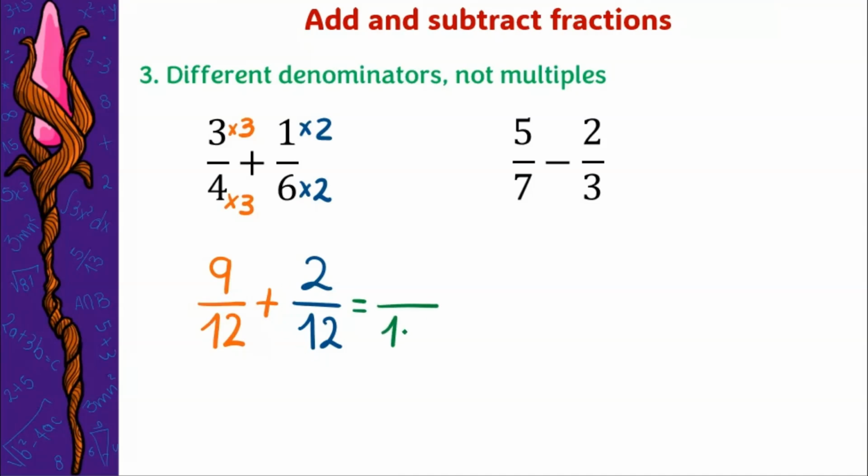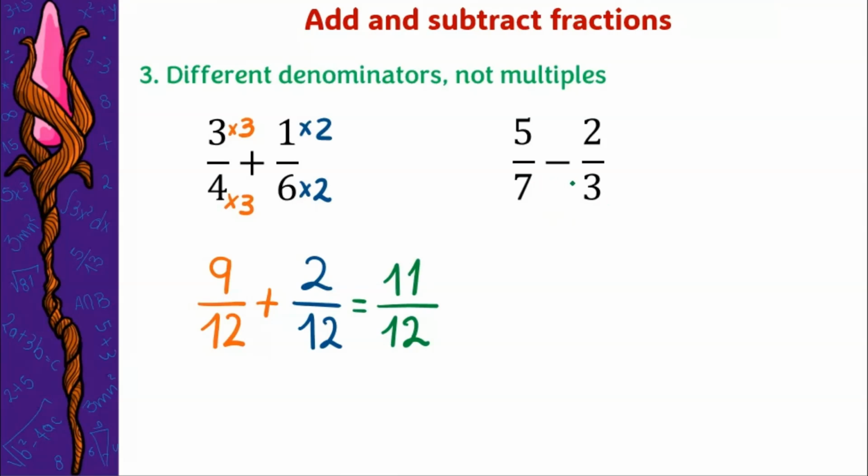So I leave the same denominator and 9 plus 2 is 11. Remember always to multiply by the same number, so the fraction is going to be equivalent to the one that we previously had. Now let's check this one.